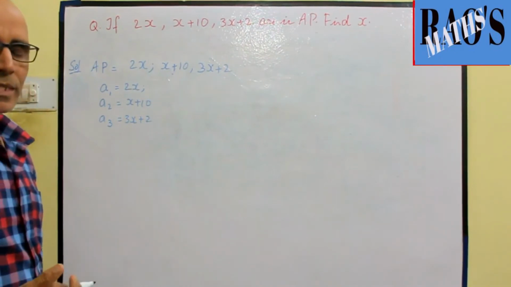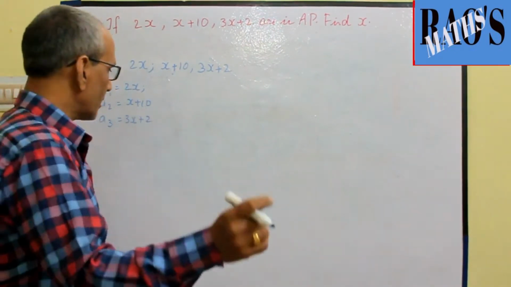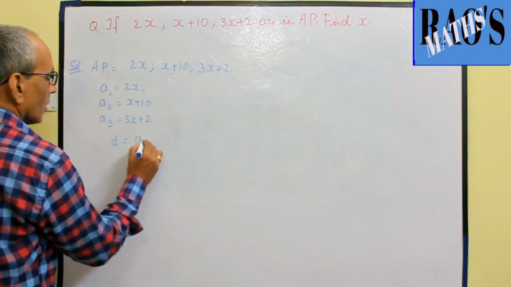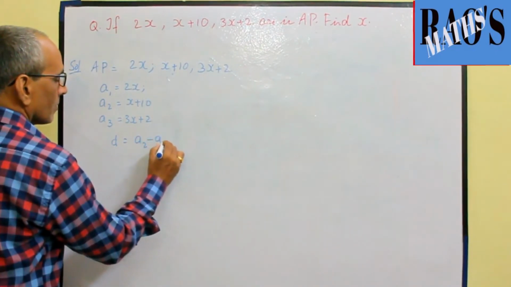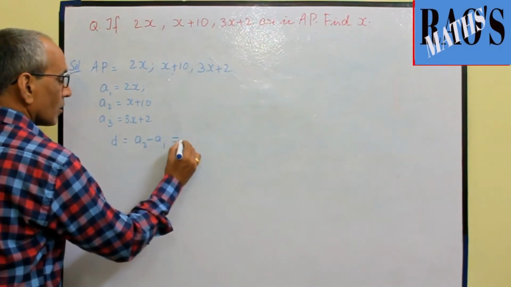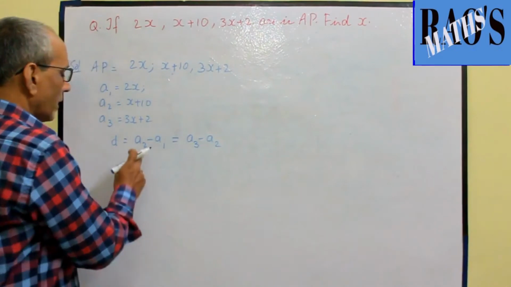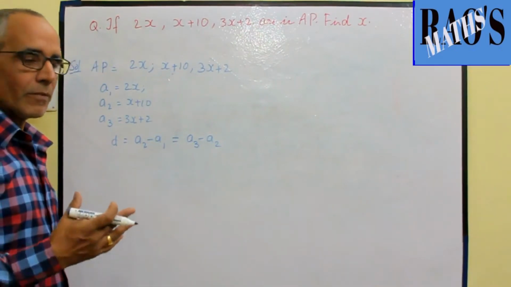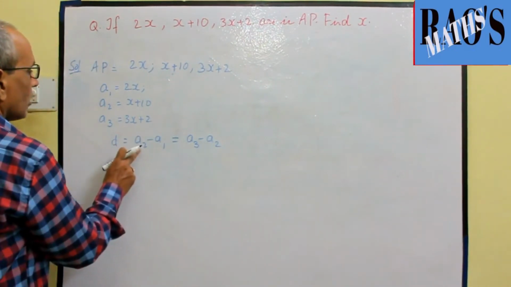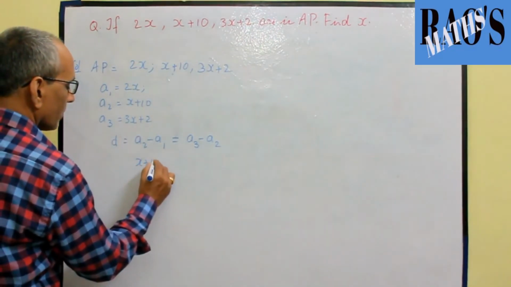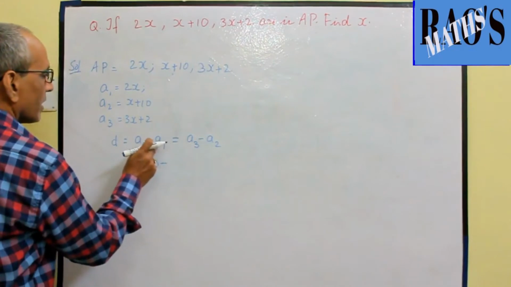So the common difference between any two successive terms is d, that we know. That is, d is equal to a2 minus a1, and this is equal to a3 minus a2. Any two consecutive terms, the difference is the same. What is a2? x plus 10. So x plus 10 minus what is a1?